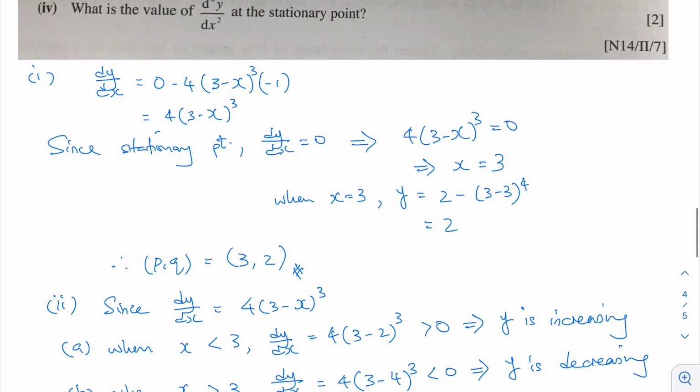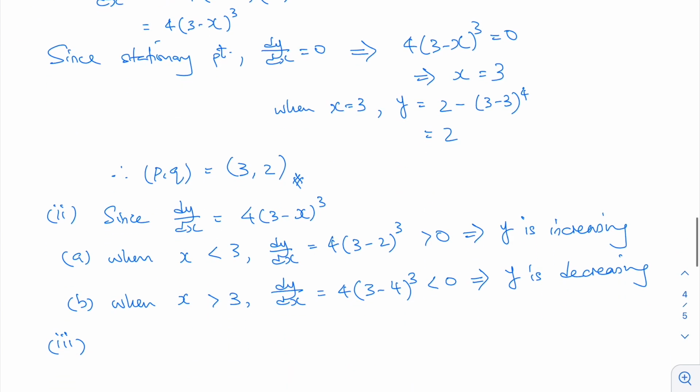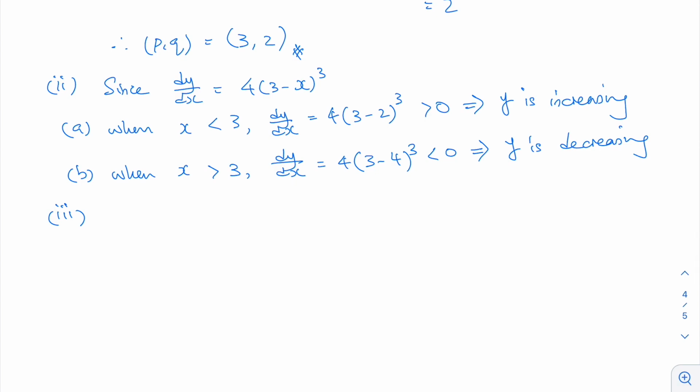Part 3. What do the results in part 2 imply about the stationary point? So now we have a situation where you can imagine, just for illustration purposes, it may not be the actual representation. If I have a value x here before x equals 3, when x is smaller than 3, the gradient is bigger than 0, so the y value is increasing. So it could be like that. Its gradient is positive. And then when x is bigger than 3, the gradient is negative.